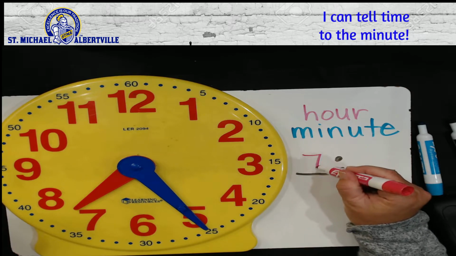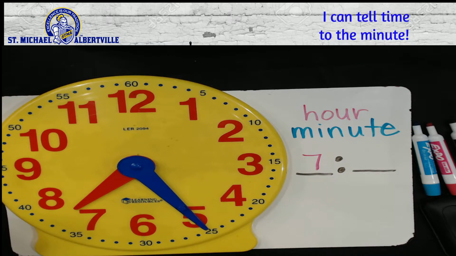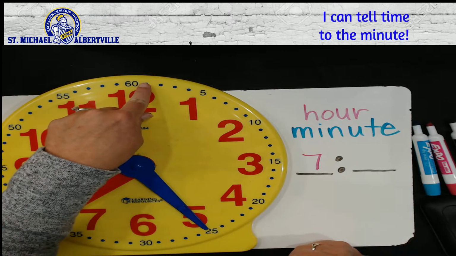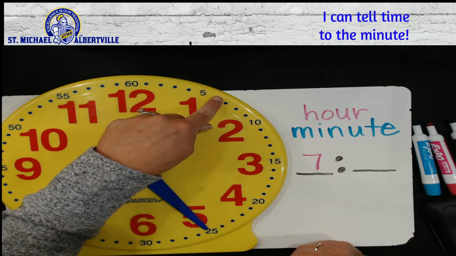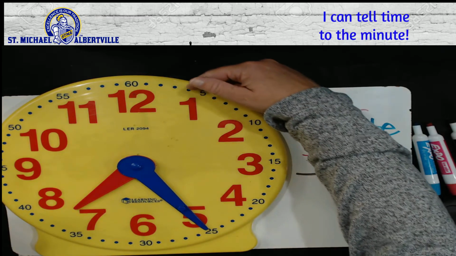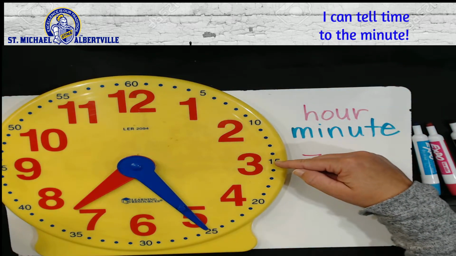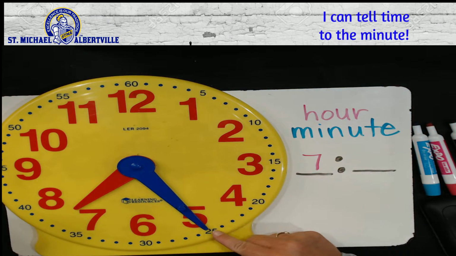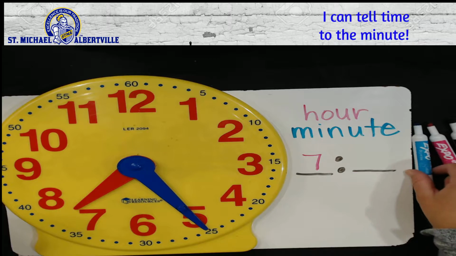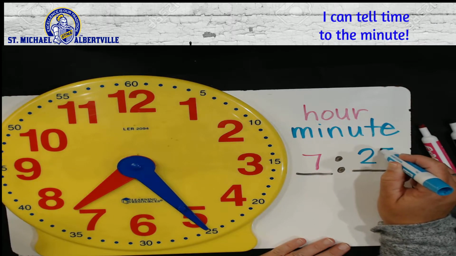Now I'm going to find the minutes. Remember, to find the minutes, I'm going to follow the pattern of 5. It's much easier to count by fives than it is to count 1, 2, 3, 4, 5, 6, 7, 8, 9, 10. I know the pattern. I can count by fives. 5, 10, 15, 20, 25. Now, this time is 7:25.